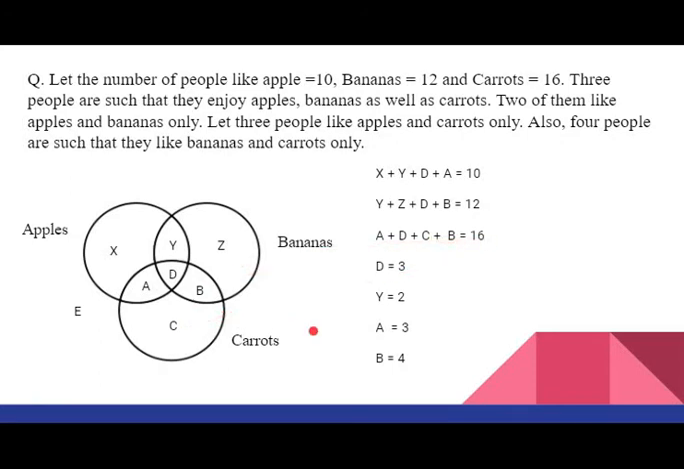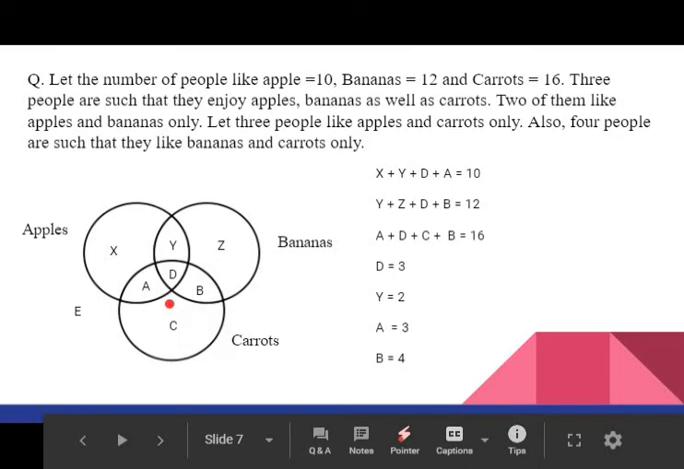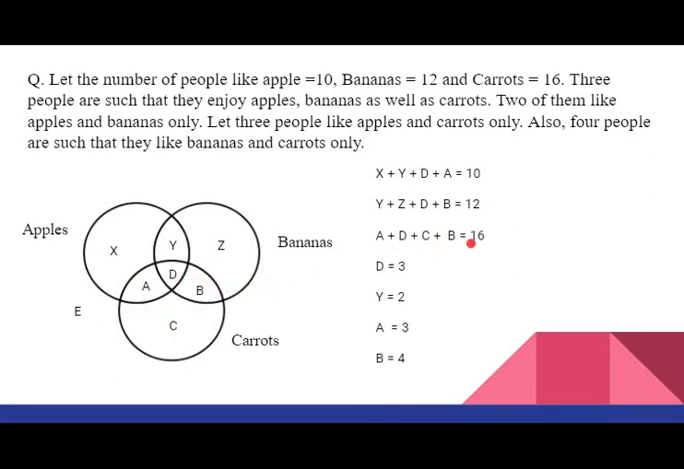Here, don't get confused by the language mentioned in the question. They have given the total number of persons who like the carrot. If they had asked for the number of persons who like only carrot, then the answer would be c. But they have given the number of people who like carrot, so it will be c + a + d + b = 16.